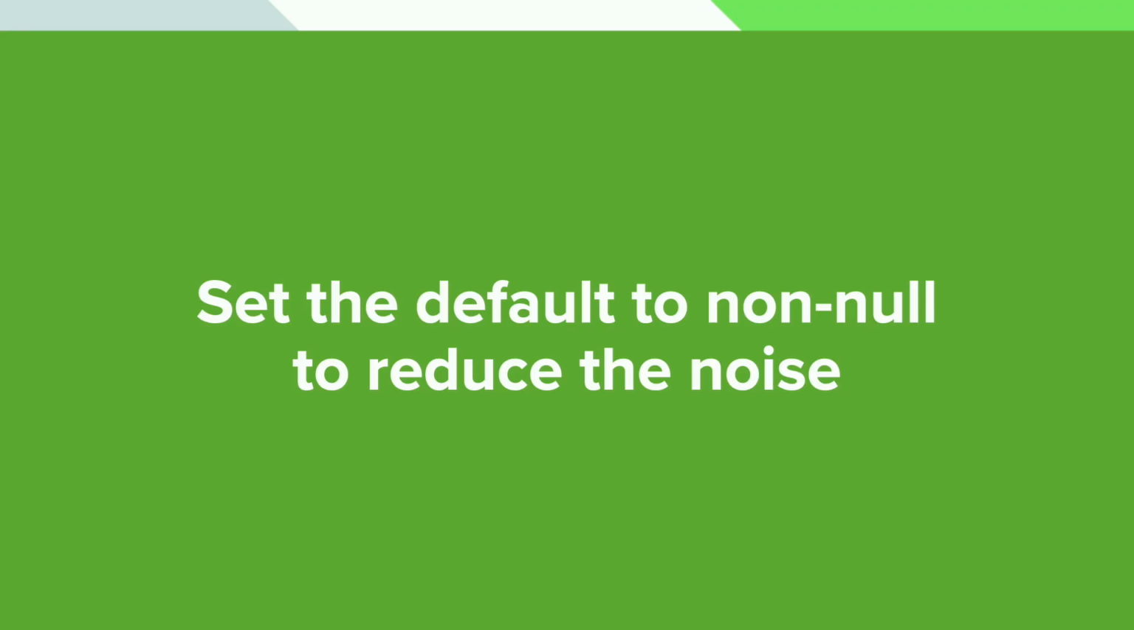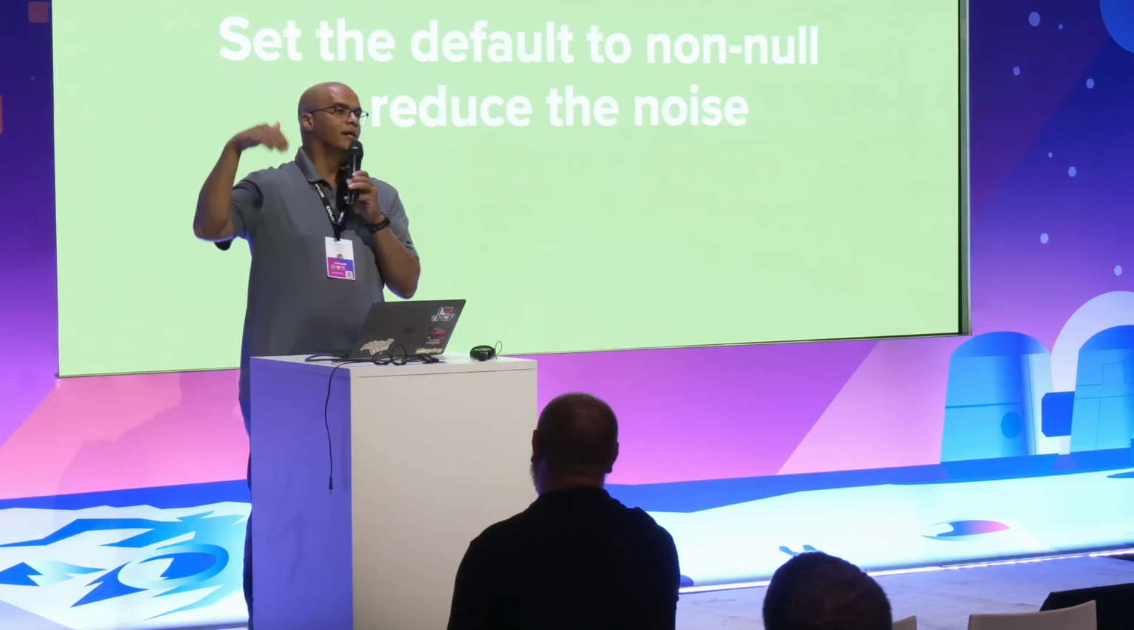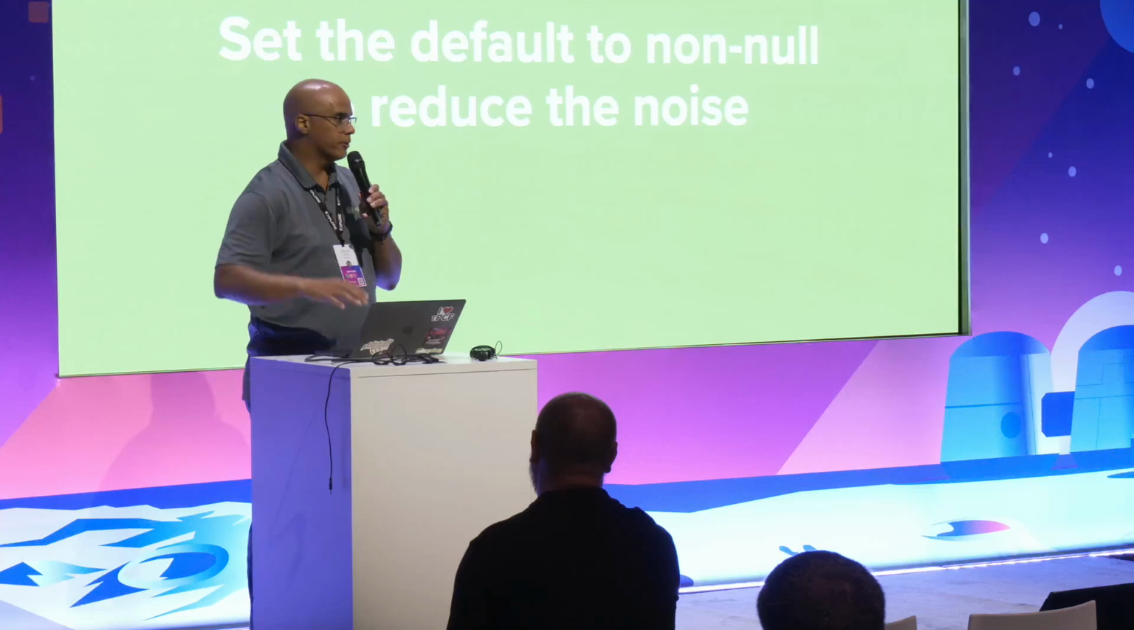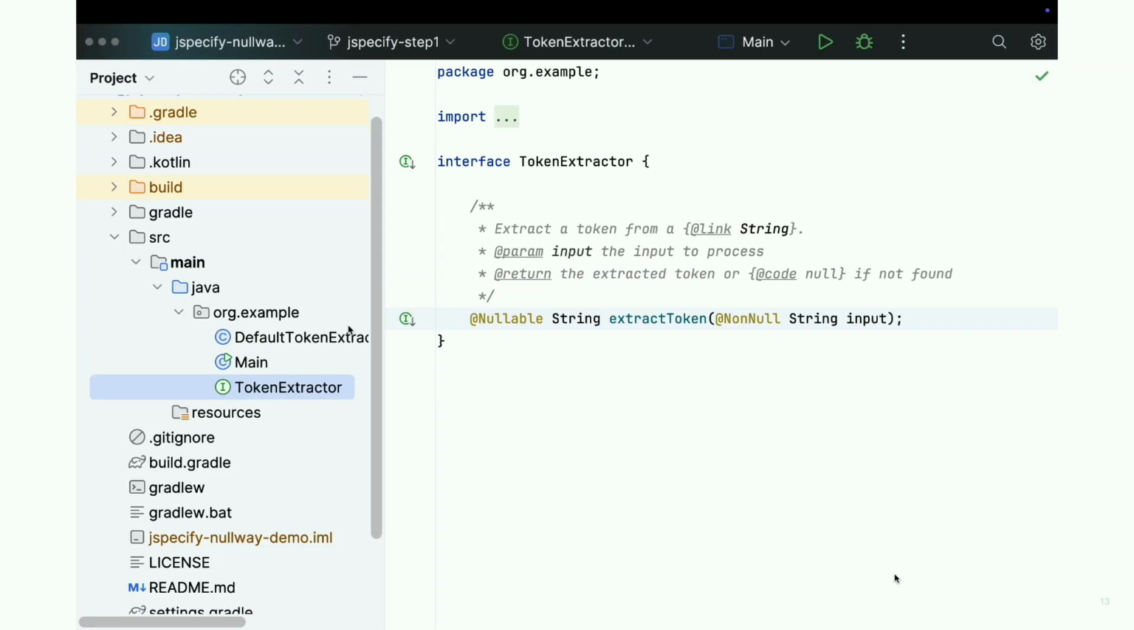Here's the path. Set it by default. Set it to non-null to reduce the noise so we don't have to capture that later. Just setting it to null, then we can capture it. We're not going to run into a null pointer exception. And if we're handling it with our builds, yeah, our lives are going to be that much easier. So we'll walk through an example of setting it to non-null by default.